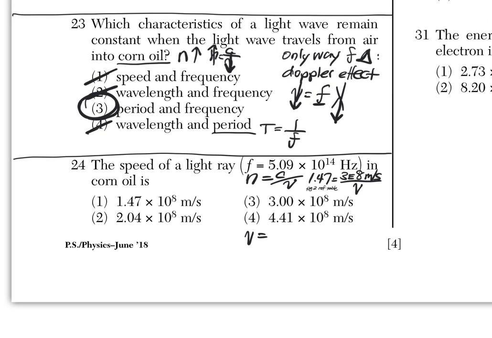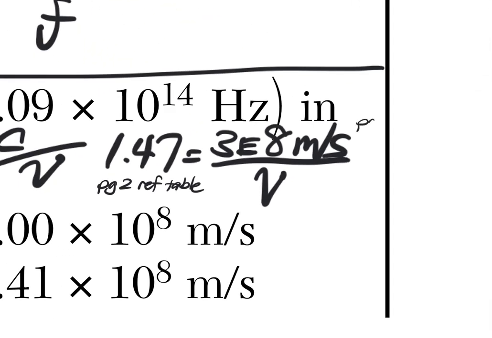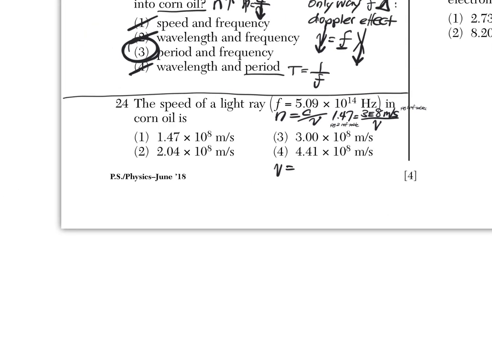I put in 3 times 10 to the 8 meters per second for C. That, of course, is from page 1 of the reference tables, the speed of light in vacuum. And I'm solving for V. And I get 2.04 times 10 to the 8 meters per second. And that is choice 2.